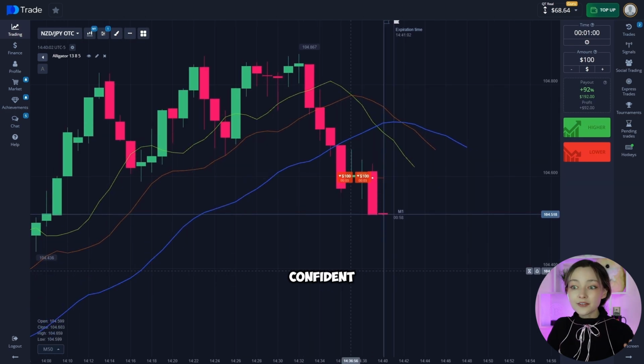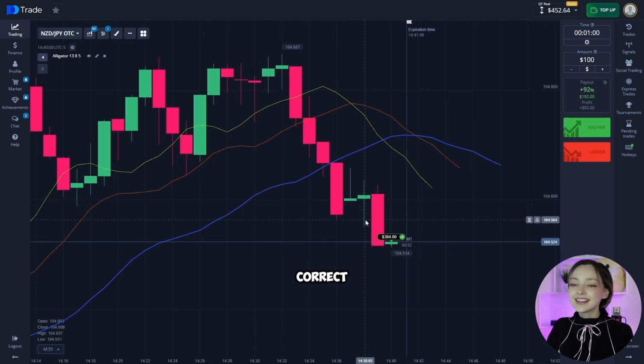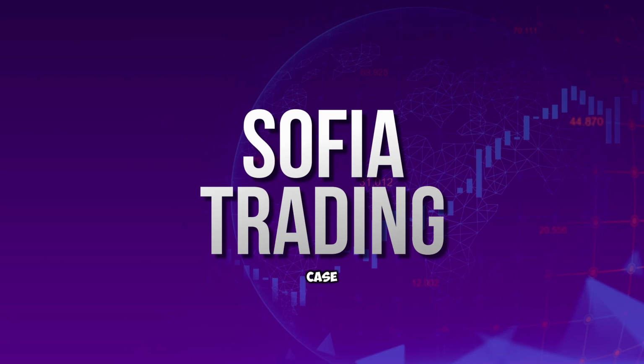Meanwhile, see what confident motion we managed to capture with the cover trade. Our analysis and the indicator signal turned out correct. Let's move on to the next case.